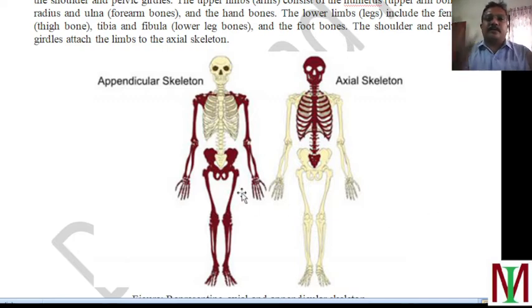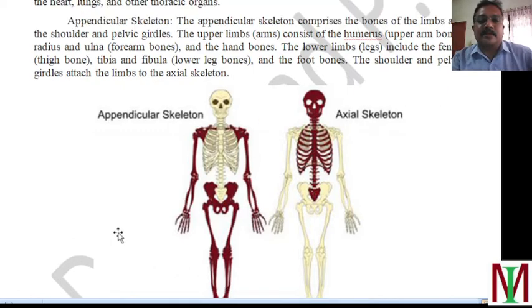You people study. They are standing there. You can study us, that is the expression that these two persons are giving, representing axial skeleton and appendicular skeleton.